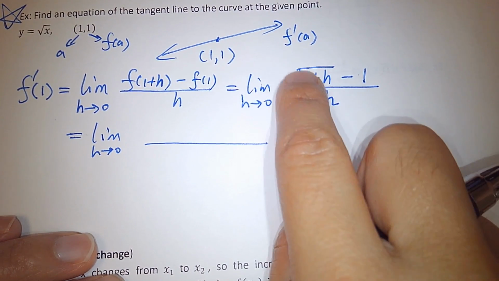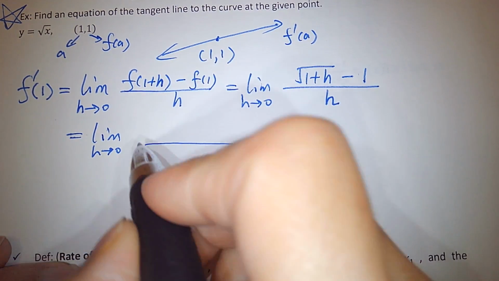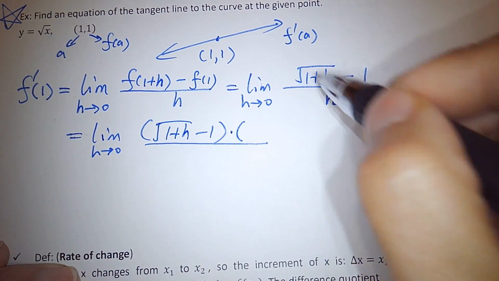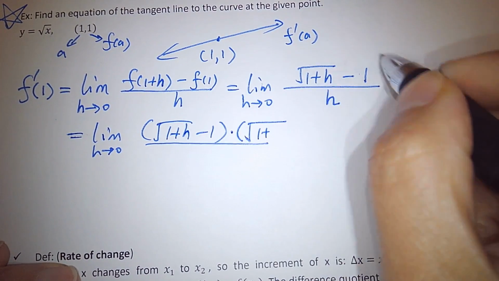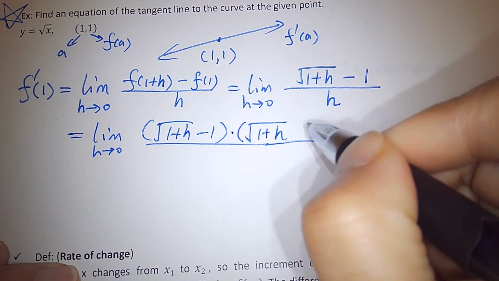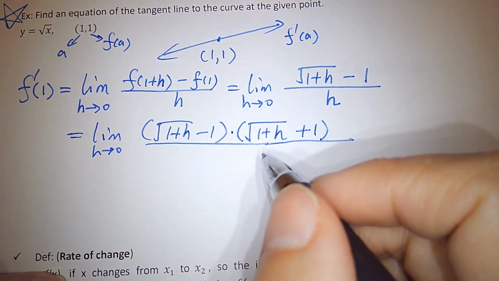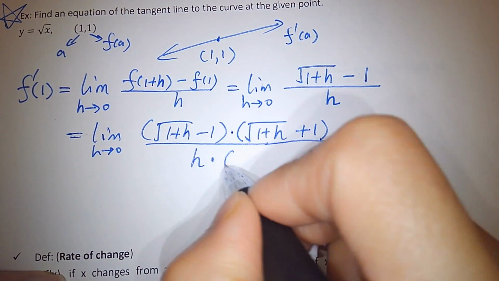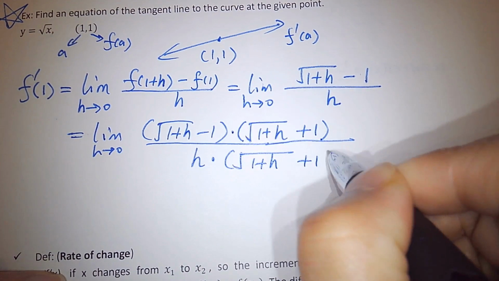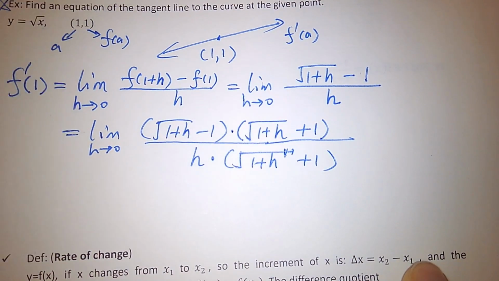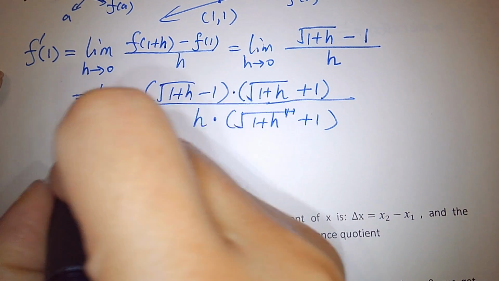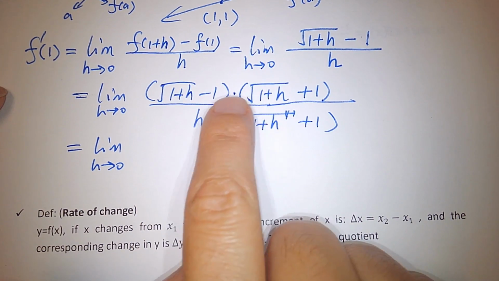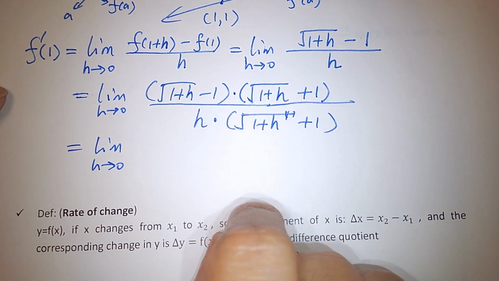So what is the conjugate of square root of 1 plus h minus 1? Yes. So we multiply both top and bottom by what? The conjugate of the top, which is square root of 1 plus h plus 1, okay? So h is still the original bottom, okay? Multiply h by what? Square root of 1 plus h plus 1. You're right. h approaches 0, okay?